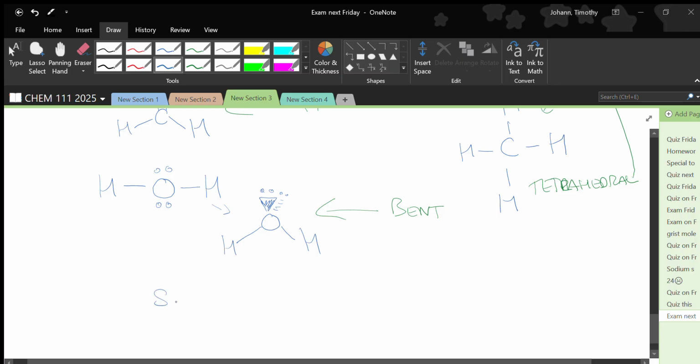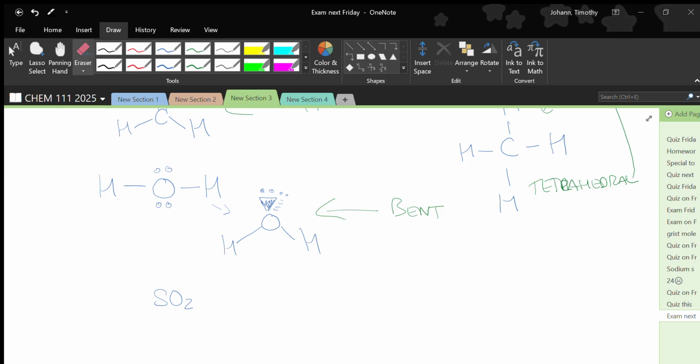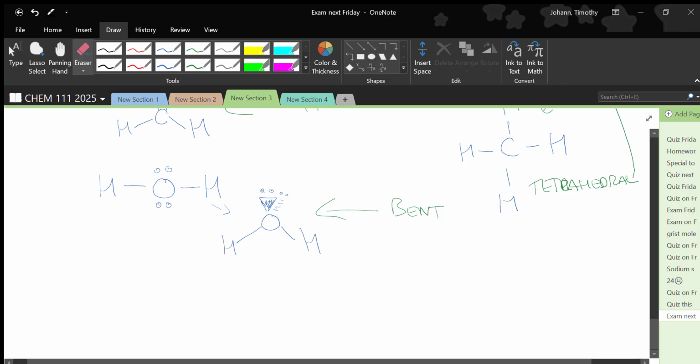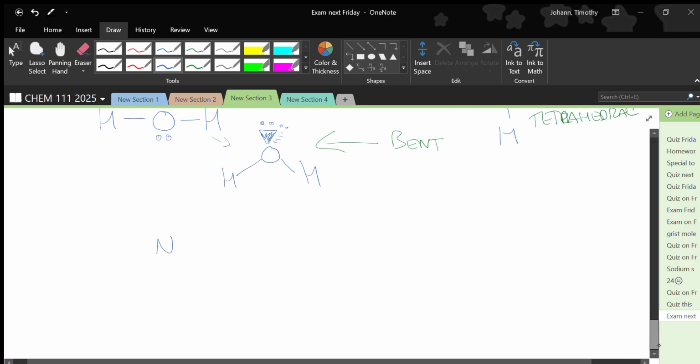Okay, I think if we do SO2, well, let's do NO2. I'm trying to remember how NO2 ended up. We've done NO2 before. Let's do NO2 and just see what shape we get. So it's NO2 minus, right? I'm going to actually have to do this one. I don't have it memorized. So 6 and 6 and 5 and 1 extra electron for the charge. So we've got 18 electrons to play with.